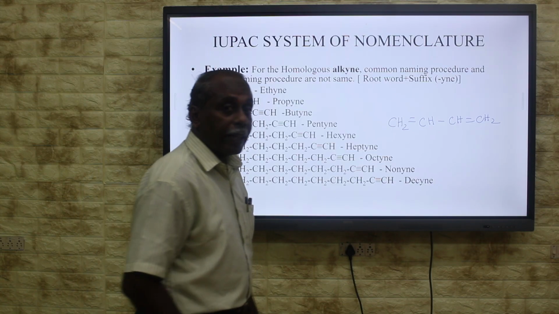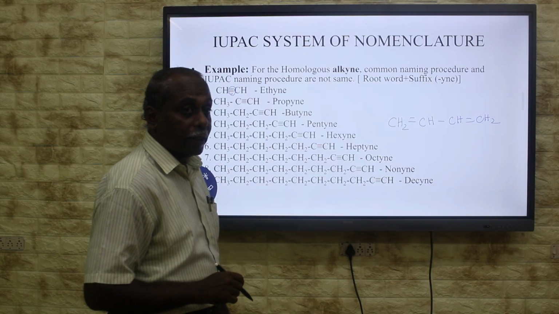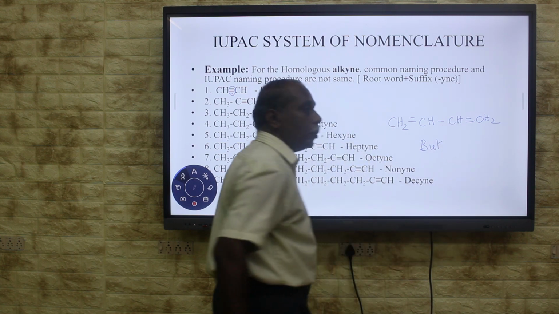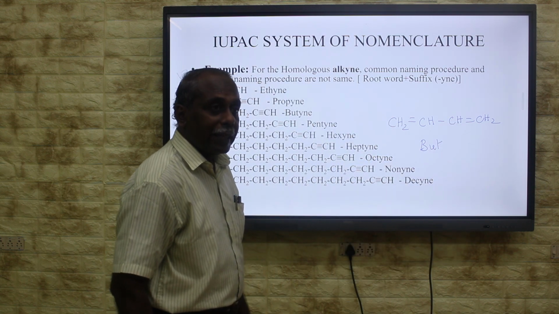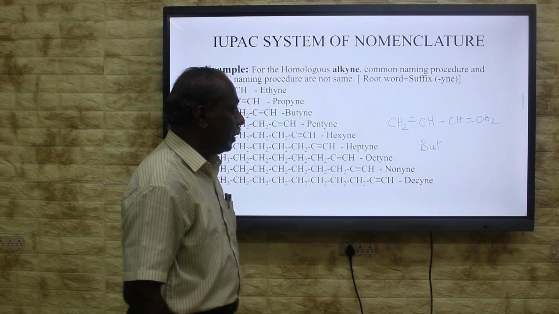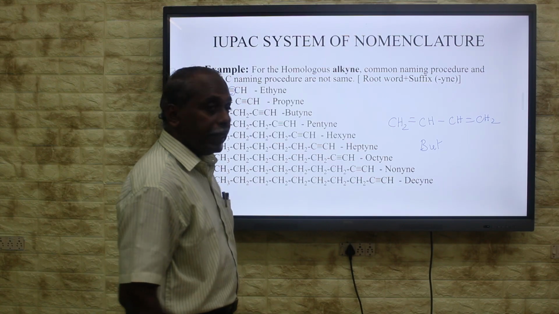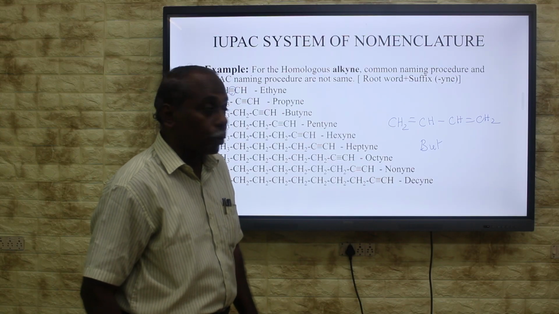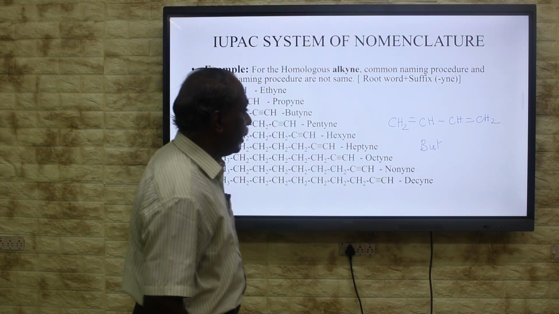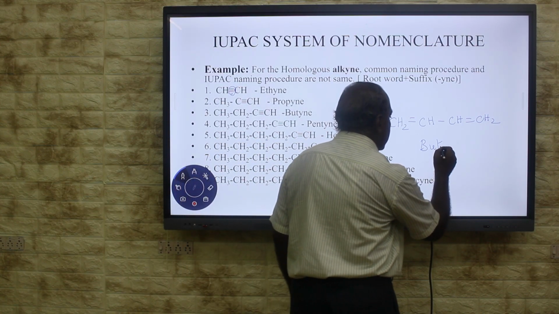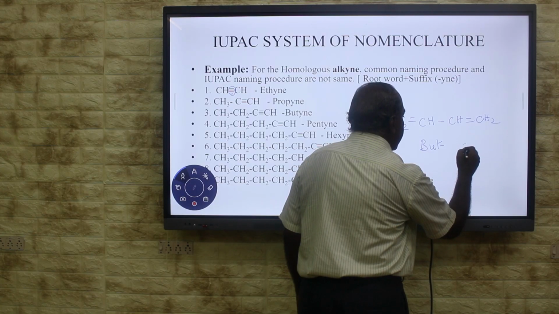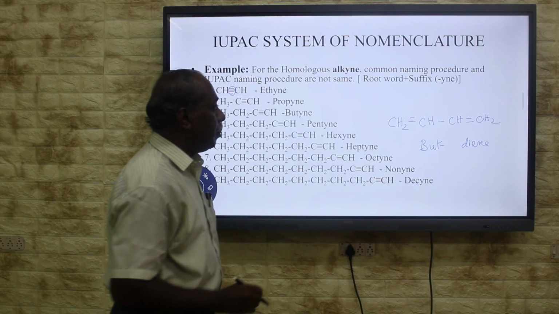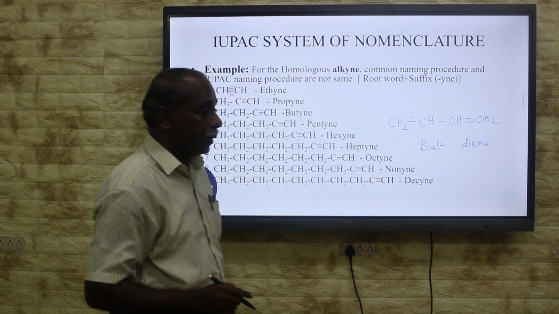Here, 4 carbons will be there. Therefore, the 4 should be mentioned in the root word: but. Then it is an unsaturated compound. There will be a double bond in the compound, so ene should be added: butene. But it is not an exact one. There are 2 double bonds present in the compound, therefore it should be mentioned: diene. And also, the position of the double bond should be mentioned. That is the important thing.